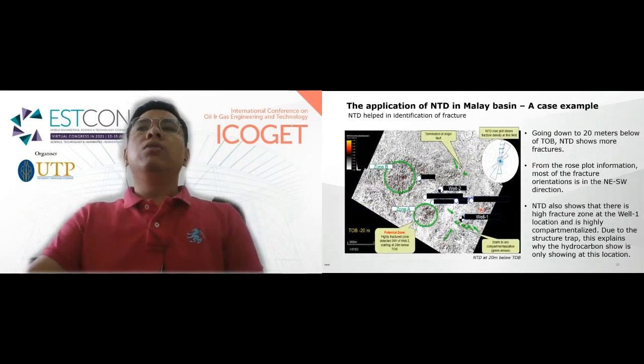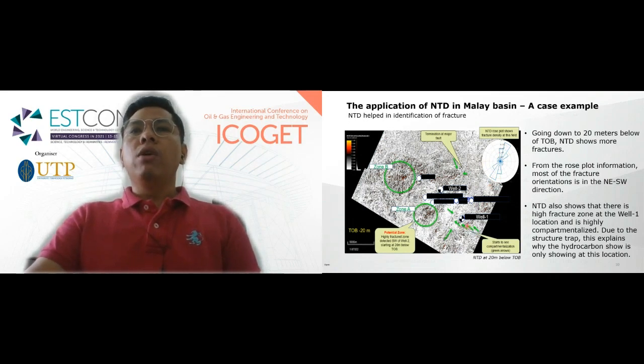We go down to 20 meters below the top of basement, and this is the result of NTD. The NTD shows more fractures. And from this rose plot information, most of the fracture orientation is in the northeast-southwest direction. Also from here, NTD shows that there is a high fracture zone at the well 1 location, and this area is highly compartmentalized.